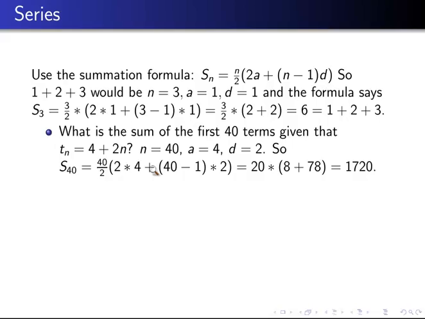So in a way, here the sequence is 4, 6, 8, and so on, so the first term is T0. Then I just work out this expression. 40 divided by 2 is 20, and I get 1720.